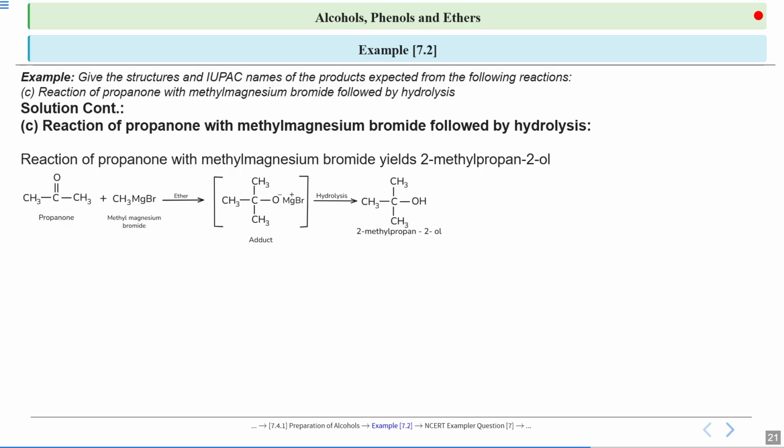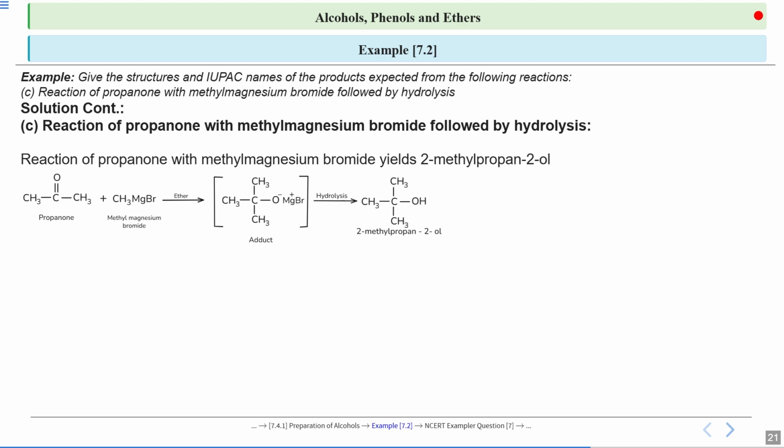So you have this propanone, CH3 C double bond O CH3. You react it with methyl magnesium bromide, CH3MgBr, in the presence of ether. You will get an adduct, because the nucleophilic addition of the methyl magnesium bromide over the propanone happens. Now this adduct undergoes the hydrolysis process in the presence of water, and you will finally get a tertiary alcohol as the major product, which is 2-methylpropan-2-ol.